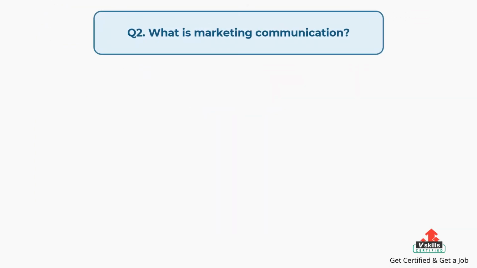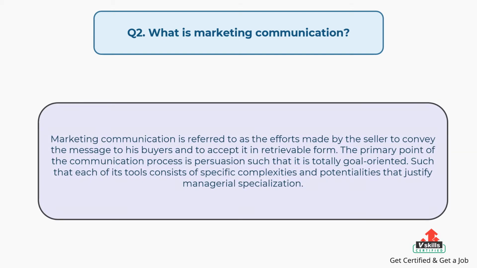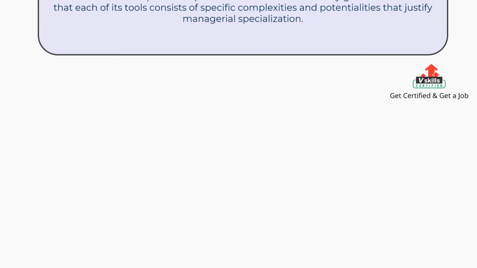What is marketing communication? The answer is: marketing communication is referred to as the efforts made by the seller to convey the message to his buyers and to accept it in retrievable form. The primary point of the communication process is persuasion such that it is totally goal-oriented, such that each of its tools consists of specific complexities and potentialities that justify managerial specialization.